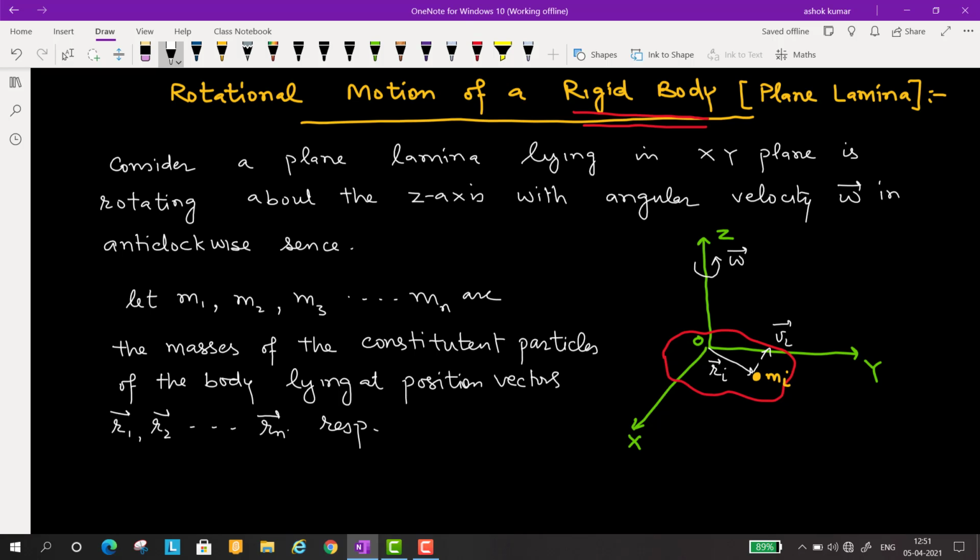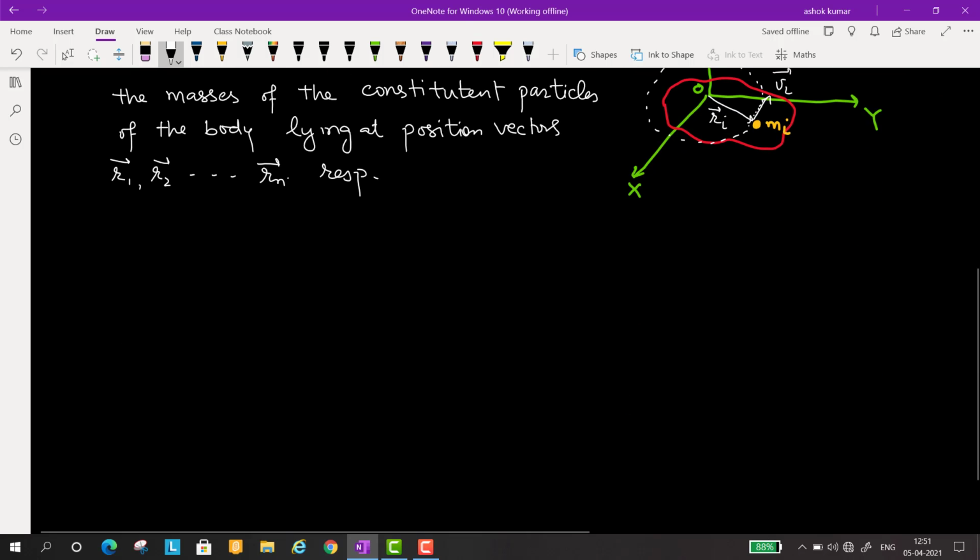So when the body is in rotational motion, this particle will move about the origin and it will travel its own circle with velocity vi. So the velocity of the ith particle will be given by the simple relation omega cross ri.